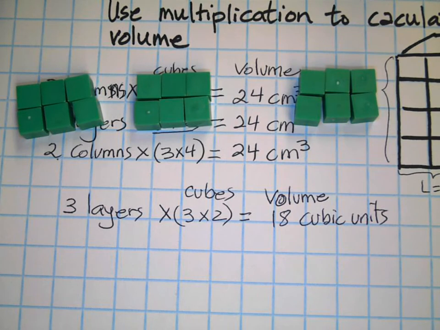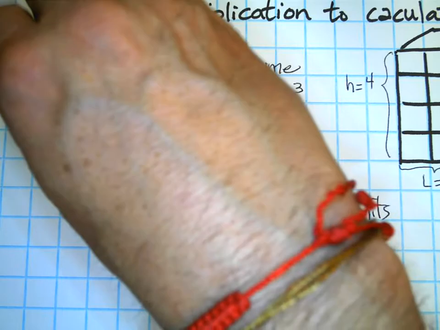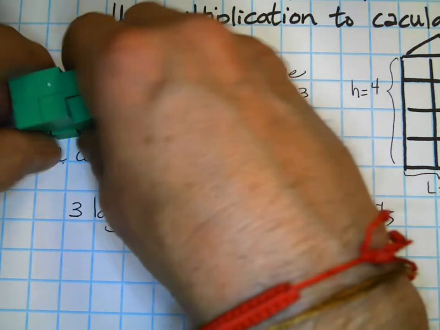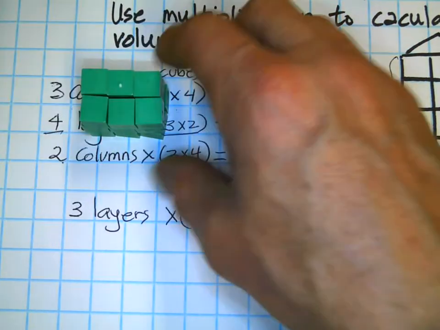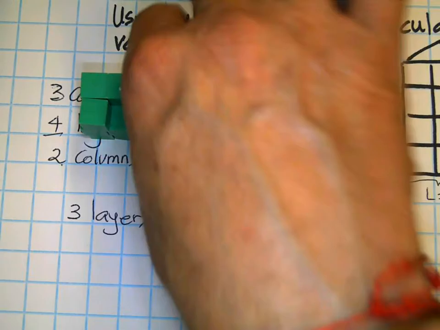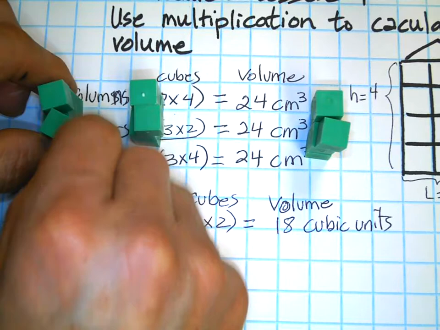All right, let's get to the next part. The next part, we're going to look at columns. So those are our layers. And we see 3 columns. Let me separate them for you. This is column number 1. And this is column number 2 and 3.